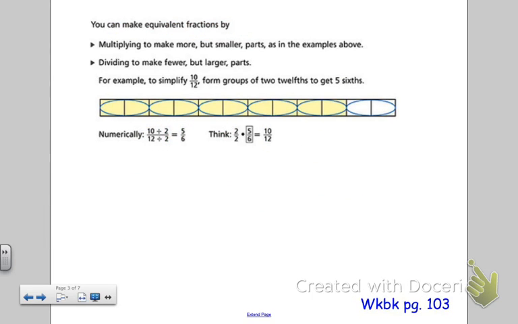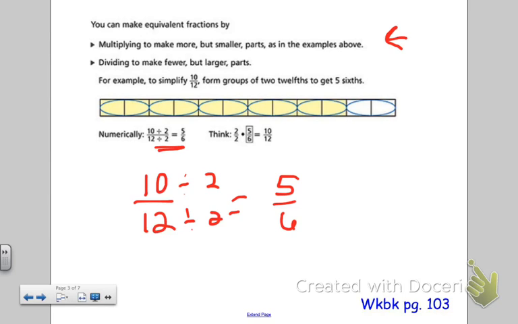Now, that's just one way to make equivalent fractions, to multiply, to make more but smaller parts. The other way to do it is to divide, to make fewer but larger parts. So what if we started with 10/12 this time? You could divide the top and the bottom by the same number, in this case 2, and you can see that's how you can go back to the 5/6 that we had originally. So 10/12 is equal to 5/6. All we needed to do was divide the top and the bottom by the same number. So that's another way to go about this. Either way, you're doing the same thing to the top and the bottom. Either you're multiplying by the same number or you're dividing by the same number.